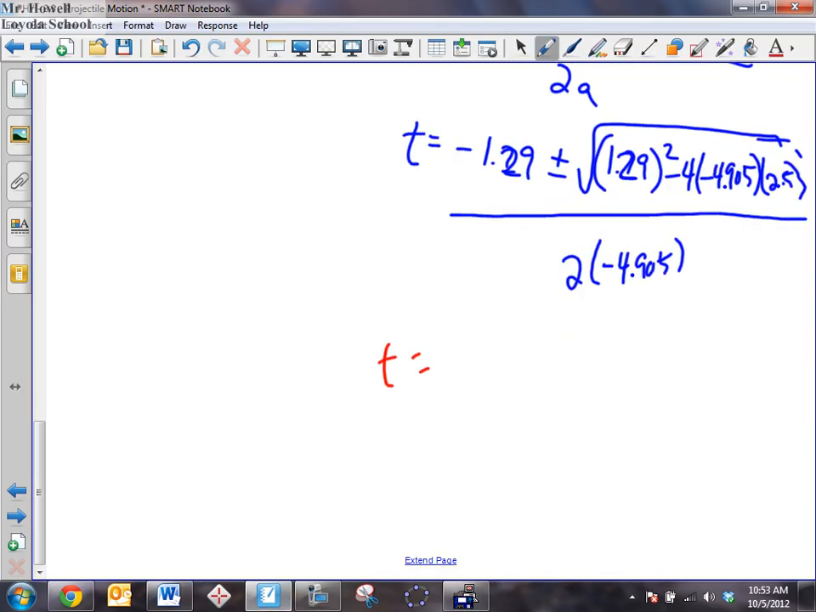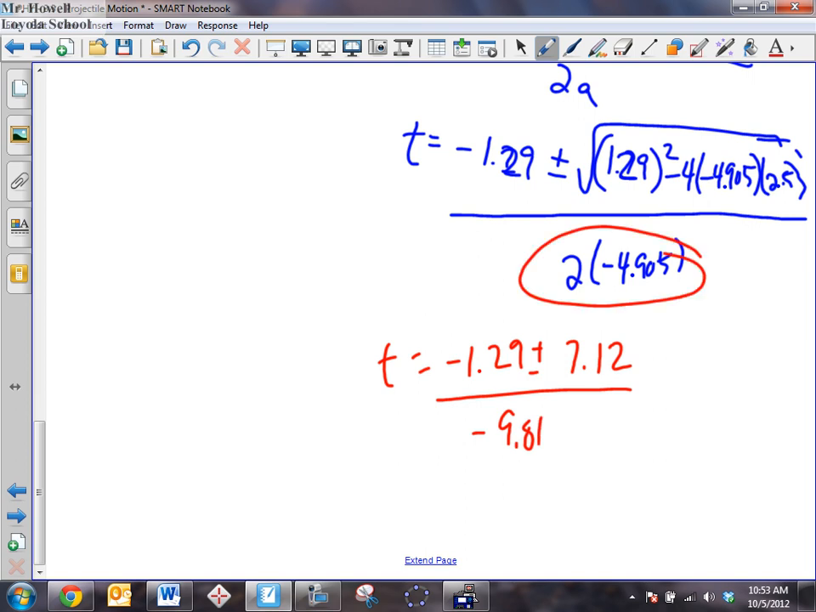So I've got t equals negative 1.29 plus or minus 7.12 over negative 9.81. That's what you get when you multiply these two. Now what should I do? Who remembers? Once I get to this stage, there was a step I told you to write down in your notes. Very good, Jeff. Break it into its two answers: negative 1.29 plus, and then negative 1.29 minus.